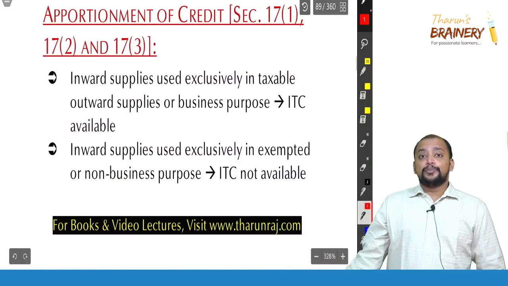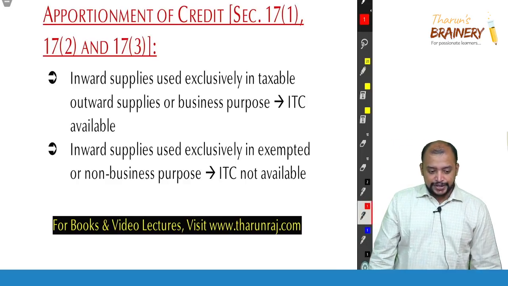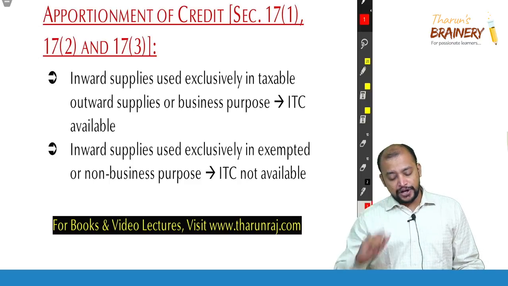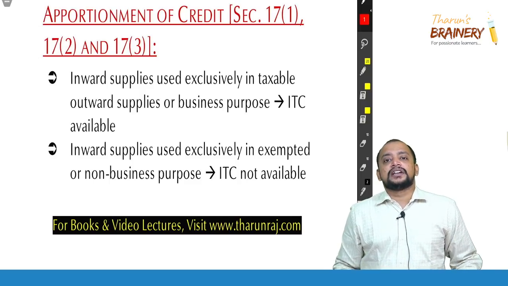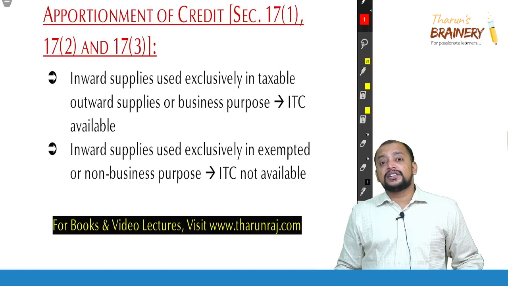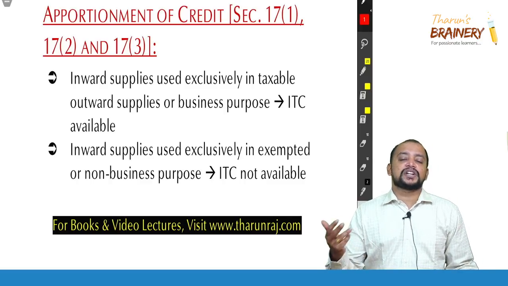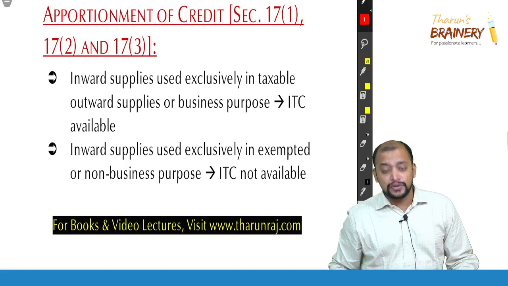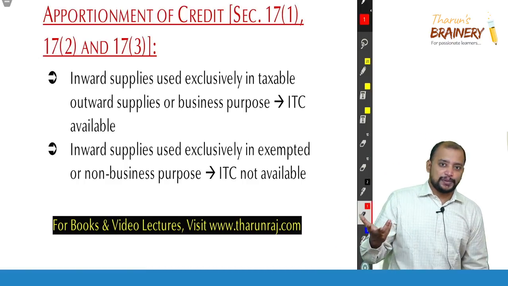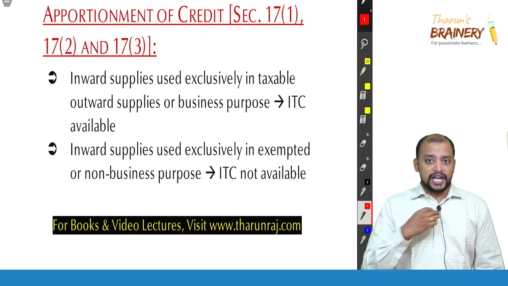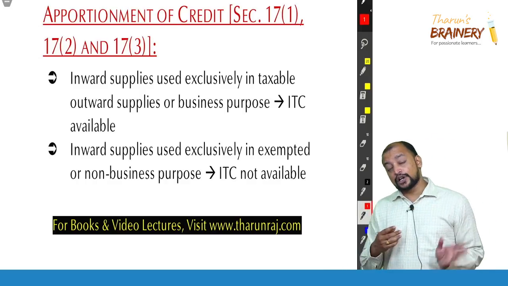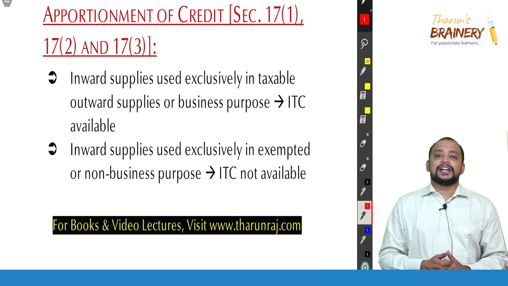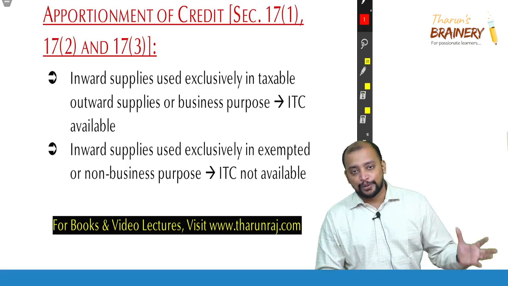Then apportionment of credit and blocked credit. So with this, section 16 we completed, but 2 more points are there in section 16, that is depreciation. In case of depreciation, that is given in 16 subsection 3. Whenever we purchase some capital goods, GST is also paid on those capital goods. If the GST paid on the capital goods is also included in the asset value while calculating depreciation, then we cannot take the ITC with respect to the GST component.